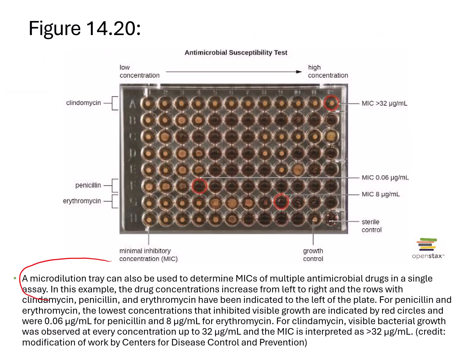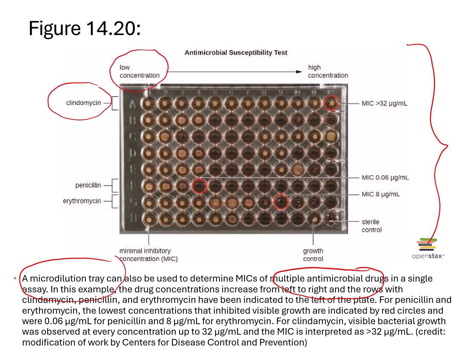We can also use a microdilution tray and test several different types of antimicrobial drugs in a single test at the same time. So in this case, they're testing, for example, clindamycin from low to high drug concentration, and they see growth. I can see a little dot that represents growth throughout all of those wells. So even at a high concentration, there's not enough to inhibit growth. It looks like this last concentration was 32, so they're saying that the minimum inhibitory concentration, you have to go further. It's going to be something more than 32 micrograms per mil.